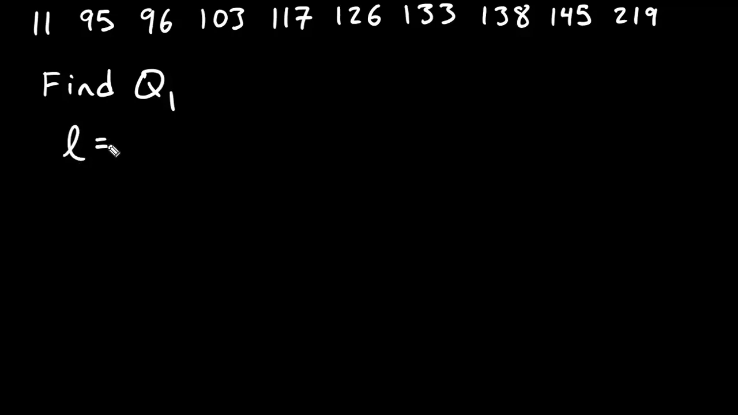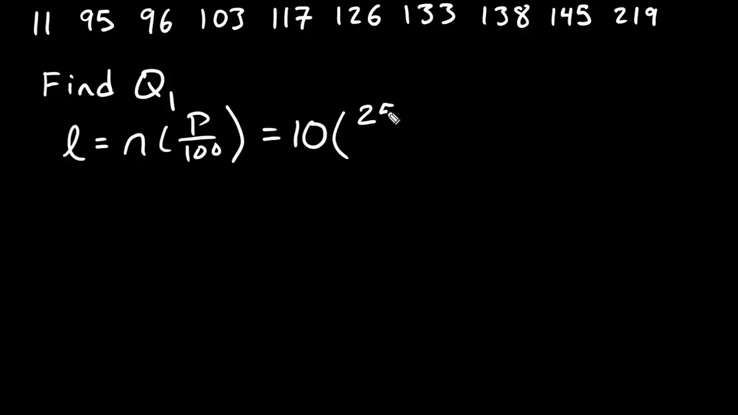So the location of the first quartile. Remember our location formula is L equals N times P over 100. In this case, we need to find our sample size. We count those up. We should find 10, unless I did something wrong. Let me just double check. Nope, we do have 10. P, well, what's P? It's 25, right? Q1 is the 25th percentile. So P is going to be 25. So 10 times 25 over 100, that's going to give us 2.5.